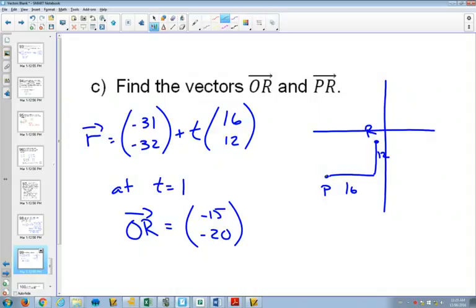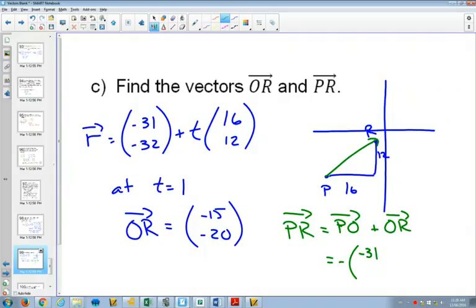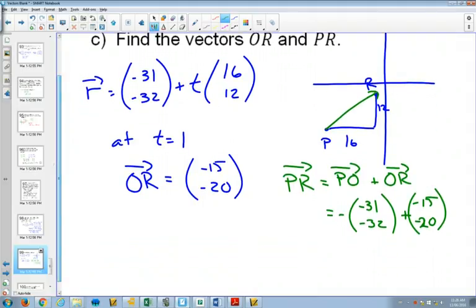If you want to find PR, well, you can either look at the diagram that's drawn there and figure it out. P to R is 16 to the right and 12 up. Or you could figure it out because if I wanted to go from P to R, I could go from P back to O and then go from O to R. Well, P back to O is 31 over 32. And O to R is negative 15, negative 20. If we put those together, we get 16, 12, which is exactly our velocity vector, which makes sense.